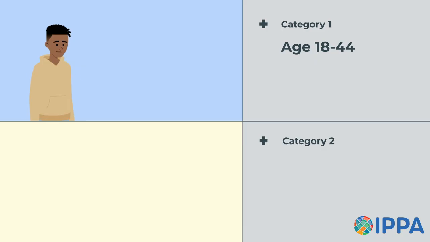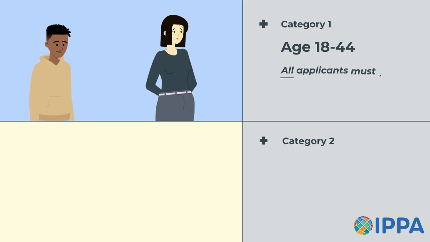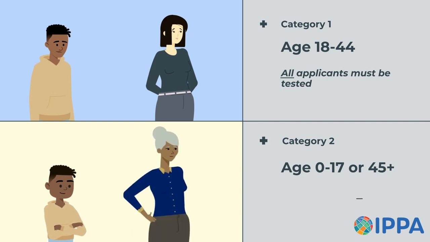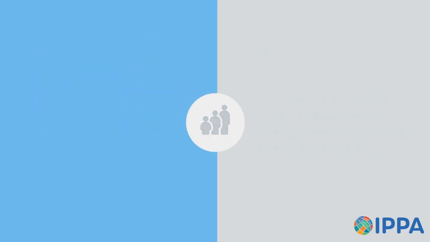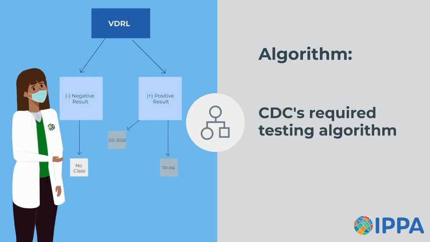The age group for syphilis testing can be divided into two categories. 1. All applicants aged 18 years to those aged less than 45 years must be tested for evidence of syphilis. 2. Applicants aged less than 18 years or 45 years or greater must be tested if there is reason to suspect infection with syphilis. Now that we've covered the age group, let's move on to our next learning objective: CDC's required testing algorithm.